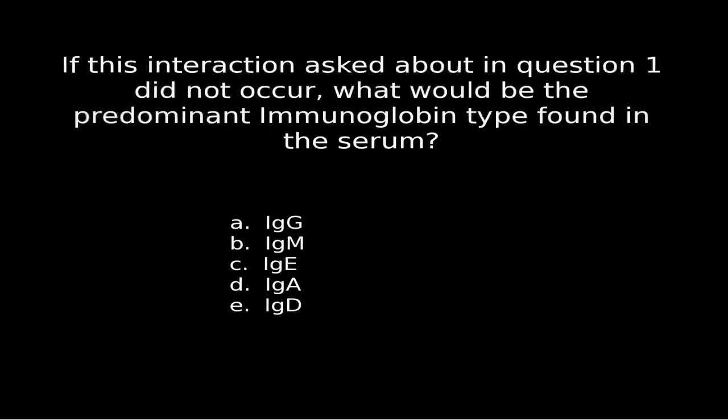Number two is, if the interaction asked about in question number 1 did not occur, what would be the predominant immunoglobulin found in the serum? In other words, if you couldn't class switch, what is the primary immunoglobulin? What's the first immunoglobulin you see? And the answer is B, IgM. And that happens to be an immunodeficiency. Some people can't class switch. If they can't class switch, then they have a deficiency in being able to fight, as we've talked about before, a number of bacterial infections, a number of different pathologies that we'll go more into.